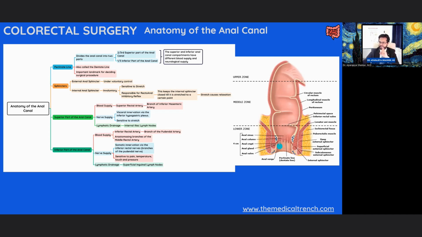And why is this important? This is important because the superior part of the anal canal, like this area, is not sensitive to pain per se, right?